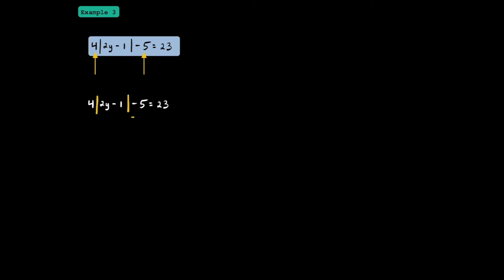To do that, we're going to start off by adding 5 to both sides of this equation. From that, we're going to get 4 times the absolute value of 2y minus 1 is equal to 28. Then to get rid of the 4, we're going to divide both sides by 4.